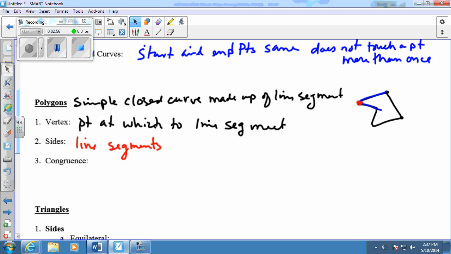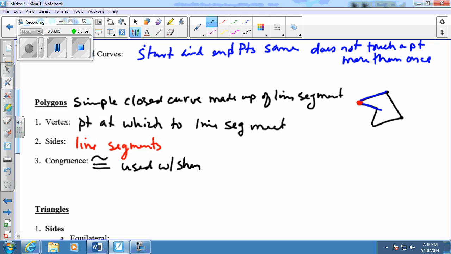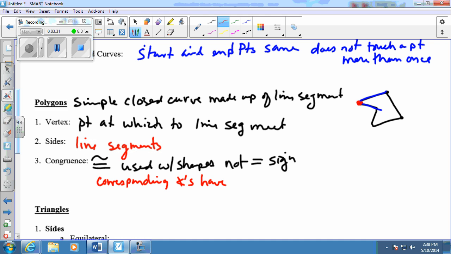Congruence is used with shapes, and it looks like this. It's an equal sign with the squiggly on top. Okay, it's not just an equal sign. There's more to it. What this says is that corresponding angles have the same measure.